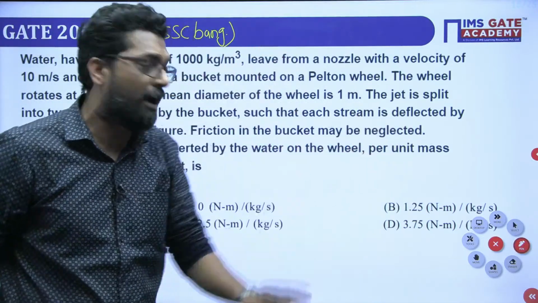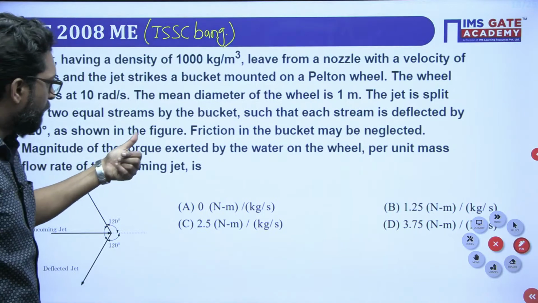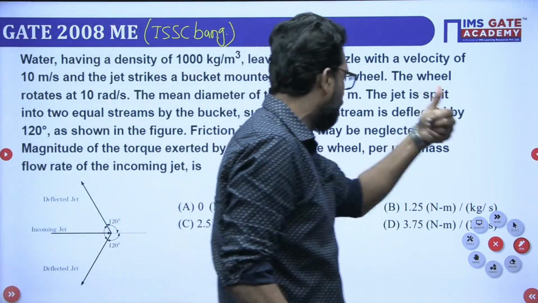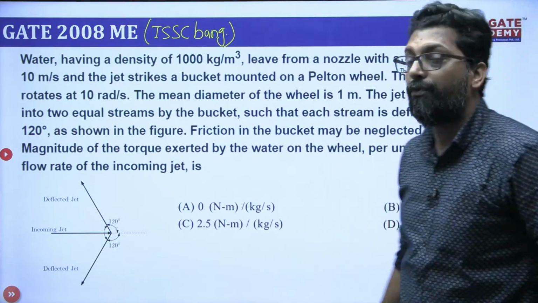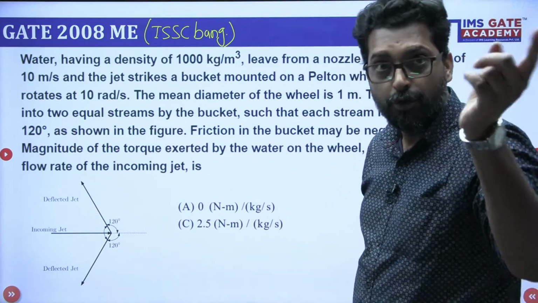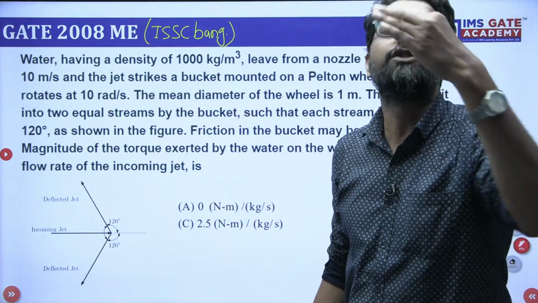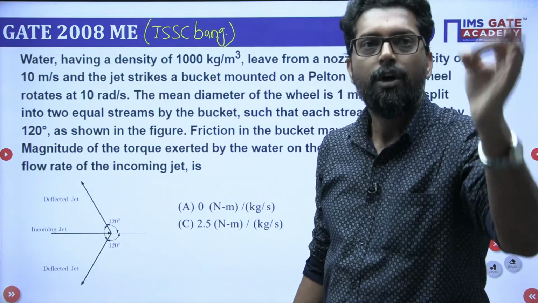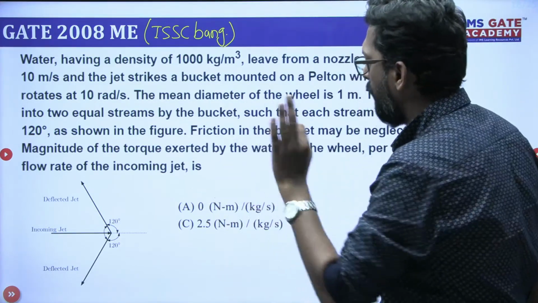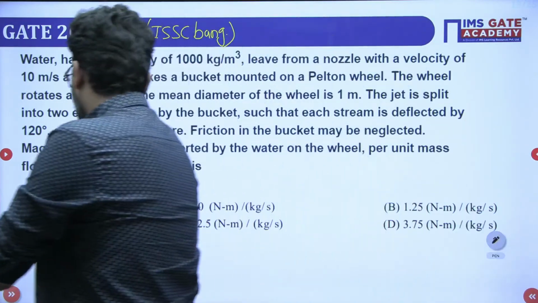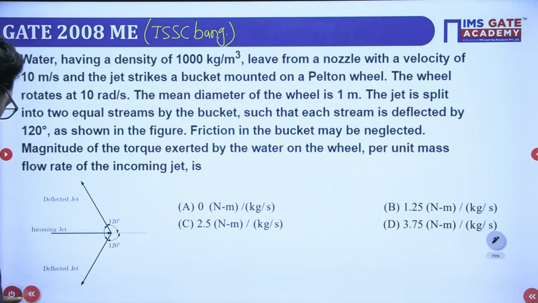The friction of the bucket is neglected, that means K you have to neglect. The magnitude of the torque exerted by the water on the wheel per unit mass flow rate is asked. That means torque divided by rho Q. What is the mass flow rate? Rho into Q. So you have to find torque divided by rho into Q. The options are given.